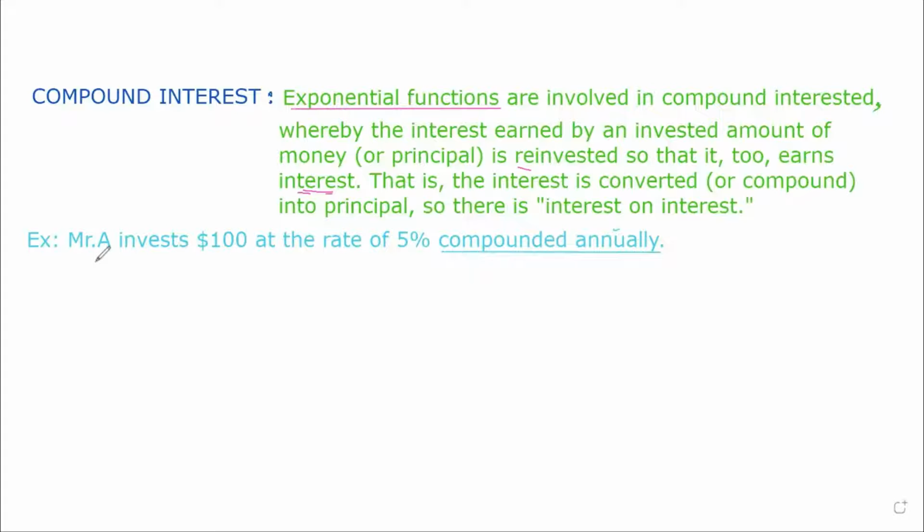So at the end of the first year, he will get the total sum. That means he will get the principal 100 plus the interest 5%. So you get 100 times 5%. 5% is 5 over 100, so it becomes 0.05. Then you simplify and sum it up. The result is going to be 105.